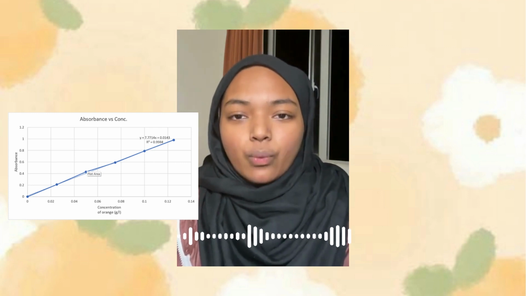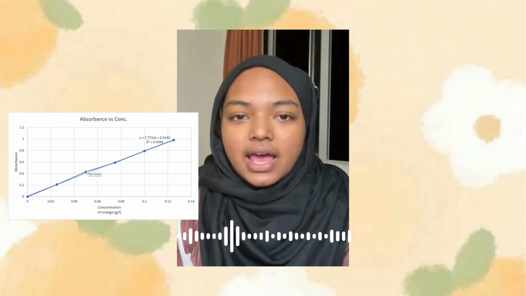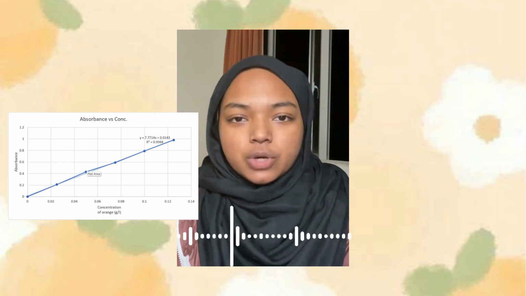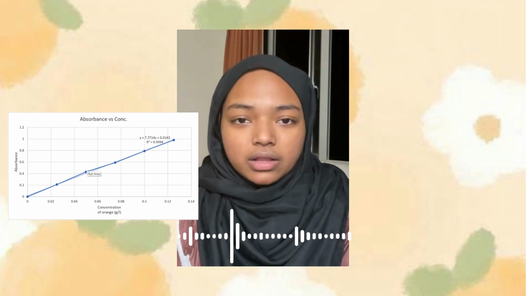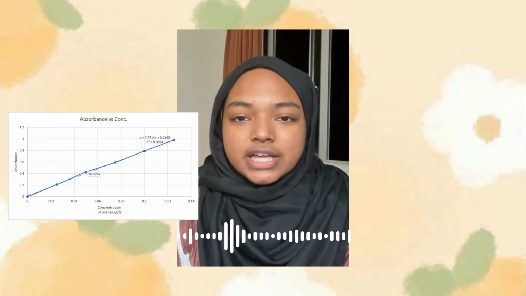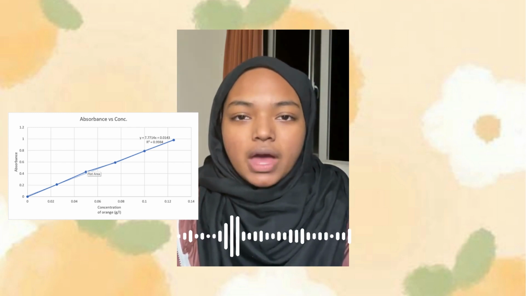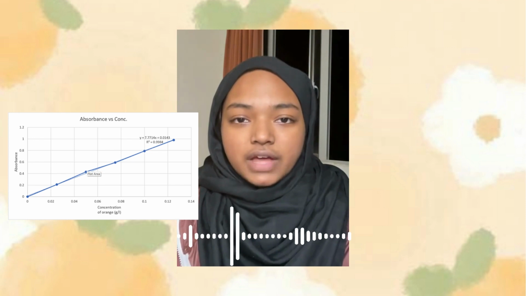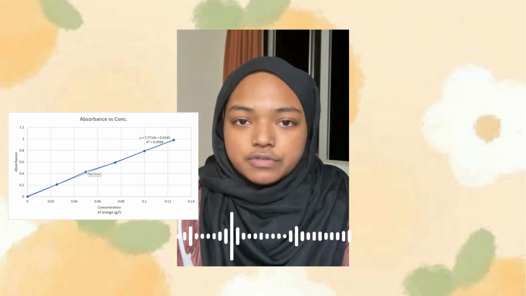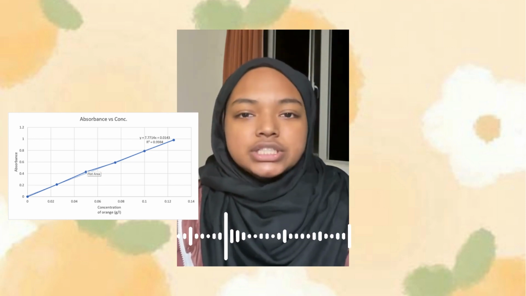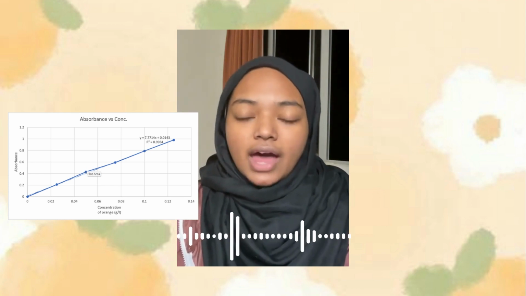Using the formula y equals mx plus c, and m equals the molar absorption coefficient times L. When m equals 7.7714 and L equals 1 cm, we managed to get the value of the molar absorption coefficient. I will pass to Aishatun Alia to explain the other graph.